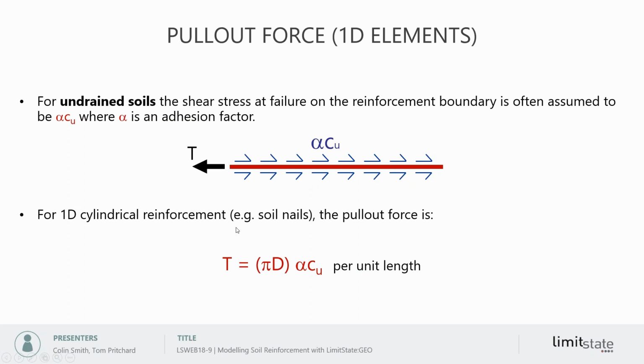And if we've got cylindrical reinforcement, then we'd multiply by pi d, where d is the diameter of the nail, to get the actual pull-out force per unit length. And this is a parameter that we need to put into the software to tell it how that interaction of the soil nail works with the soil.